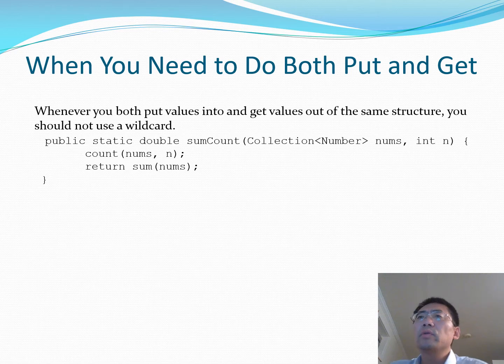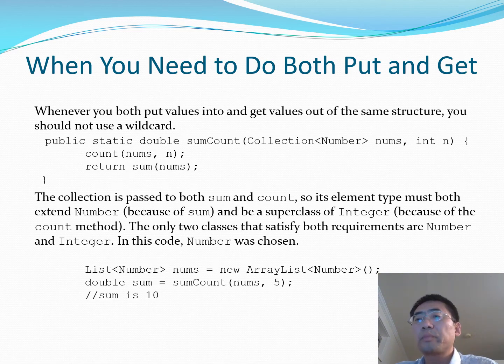So when we have to do both put and get, we understand from the principle that we should not be using either the extends or the super wildcard. So what we do here is we use a collection of number without a wildcard, so it does allow us to add or to read.